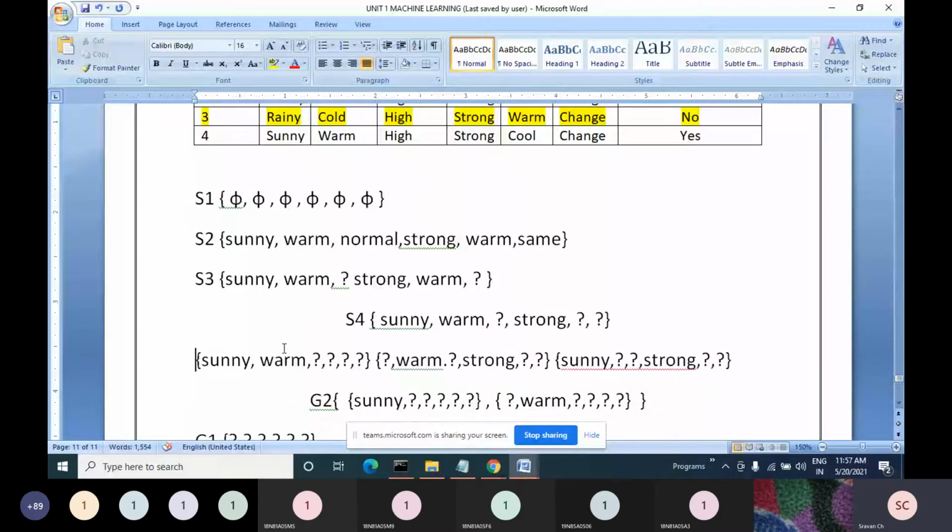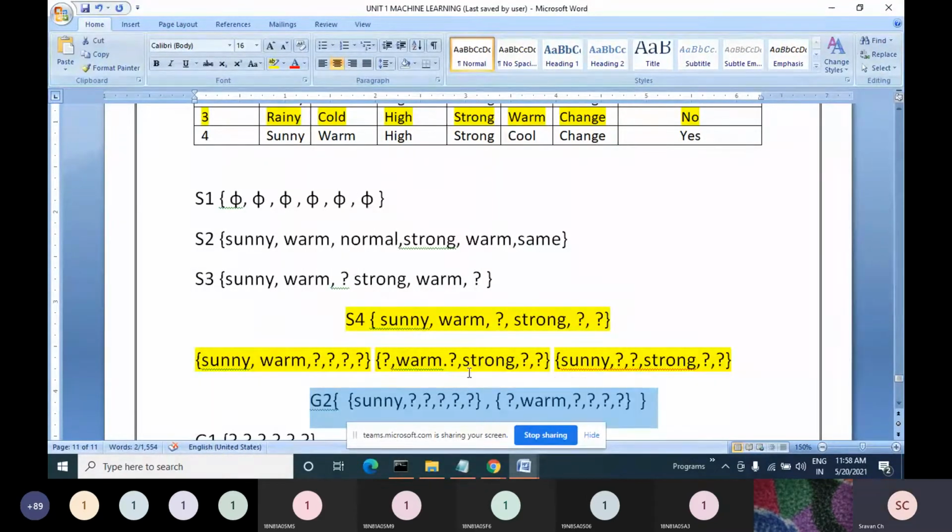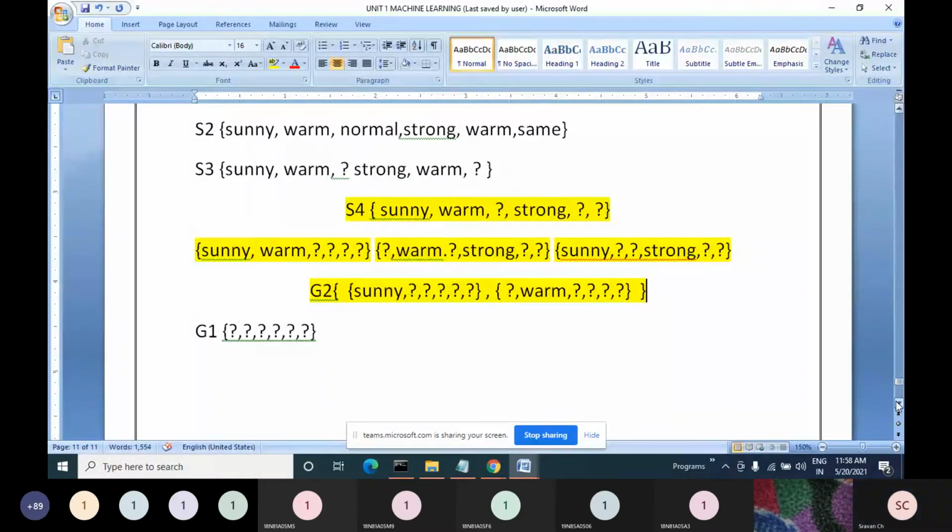So this is one hypothesis, right? This is one hypothesis. This is one hypothesis. This is one hypothesis. These 2 are hypotheses. So if you observe, multiple hypotheses we got, right, in this particular example, right?